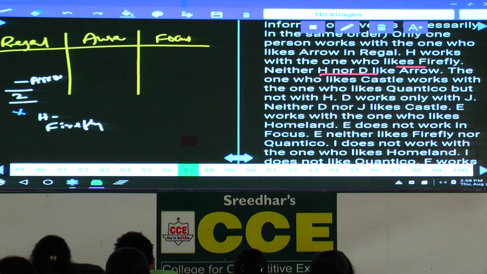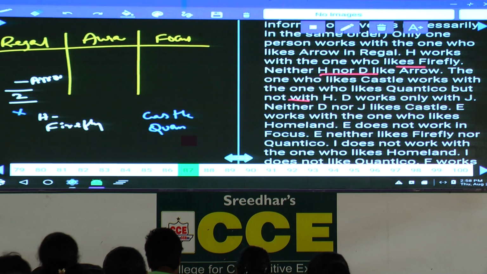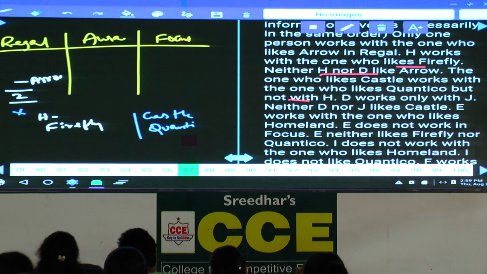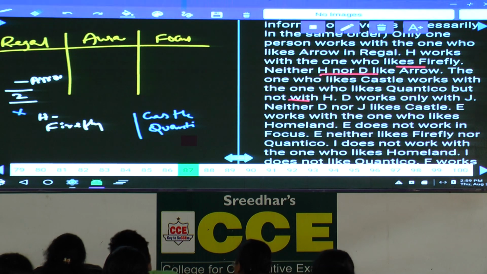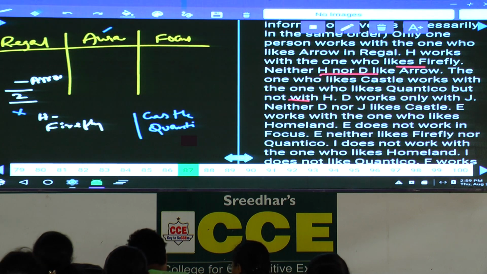Next one. The one who likes casual works with the one who likes quantico, but both not with H. That means H and firefly is one, and casual and quantico must be in the other. Now tell me whether this casual and quantico must be in Regal Studio or not. No, because there are two already given, casual and quantico. It cannot be in that one. Hence, if H and firefly is in one, casual and quantico must be in the other, or vice versa.